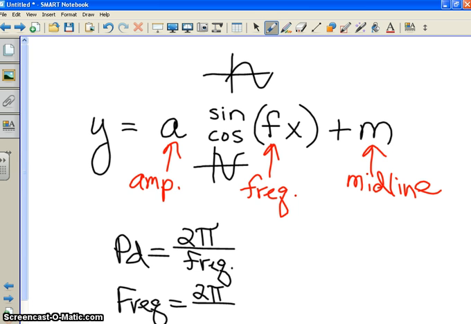So if you do 2 pi divided by the period, it'll tell you how many waves happen between 0 and 360.